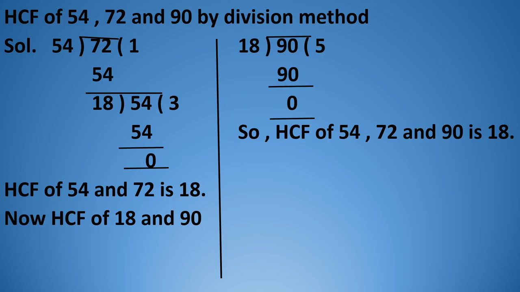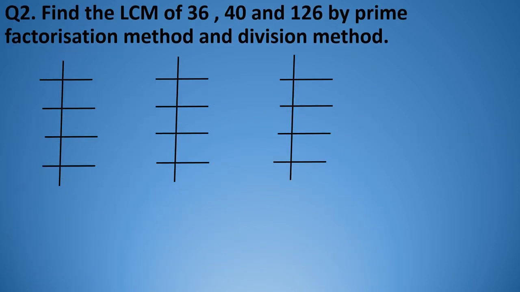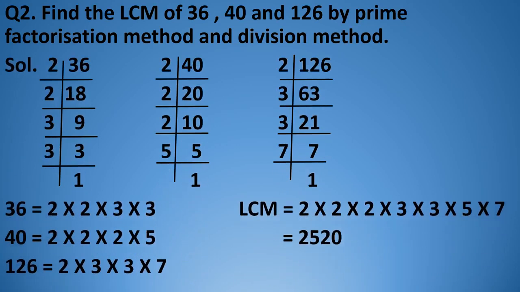Now the next question is to find out the LCM of 36, 40 and 126 by the prime factorization method and the division method. With the help of the same figure, we will recapitulate both the methods. First, I am doing the prime factorization method. Again in this also, we will make the prime factors of 36, 40 and 126.